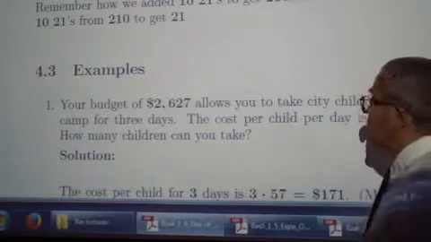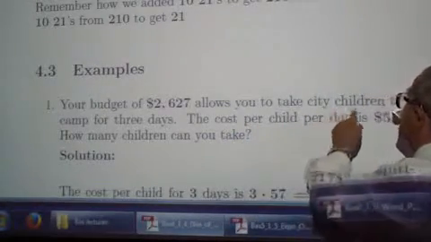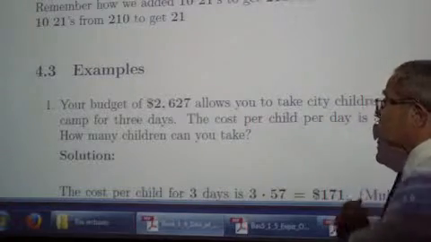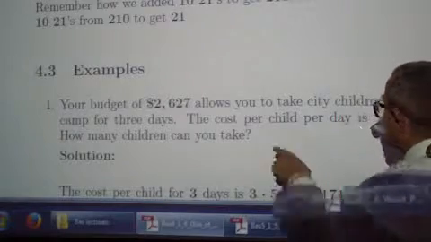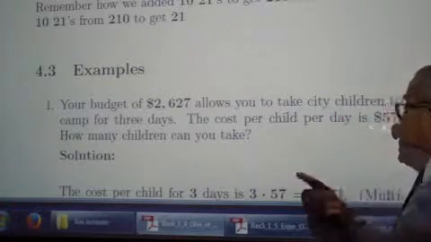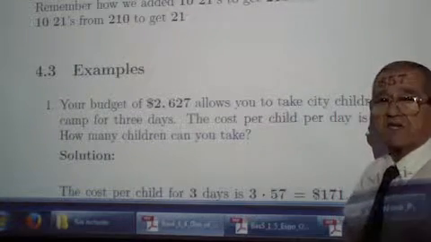Your budget of $2,627 allows you to take city children to a camp for 3 days. Now, isn't that nice? The cost per child per day is $57. How many children can you take?